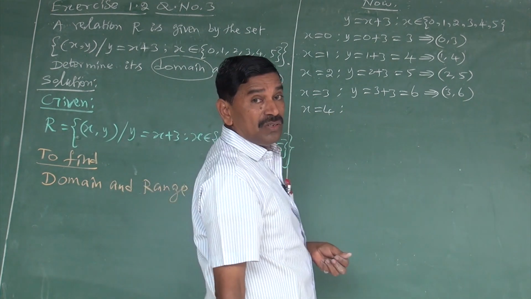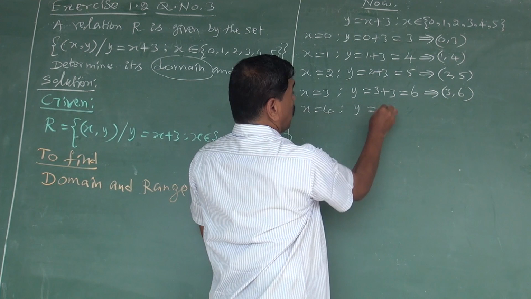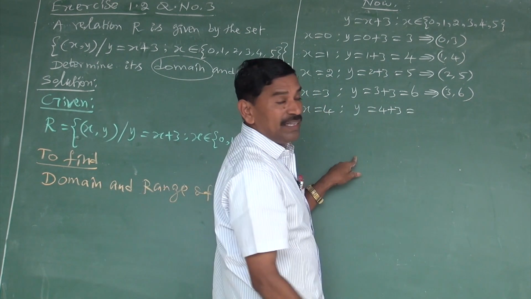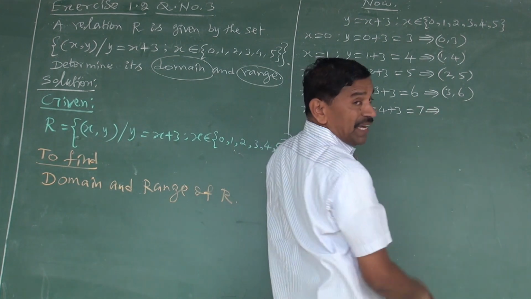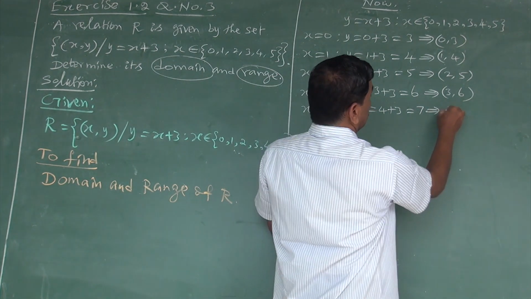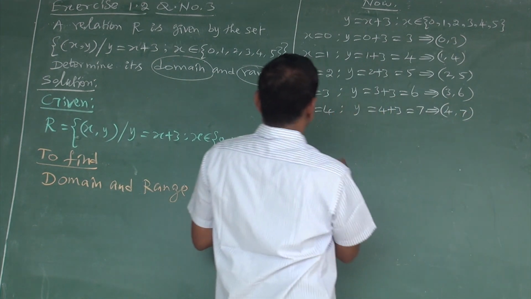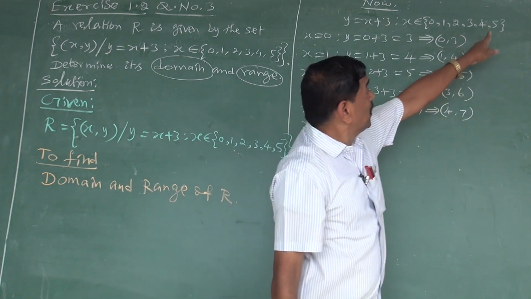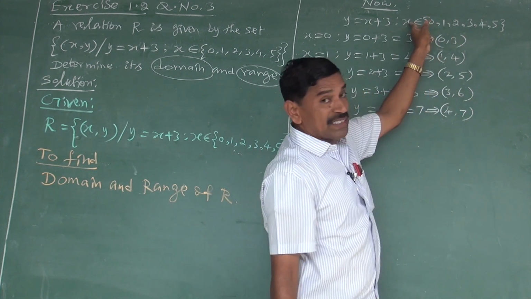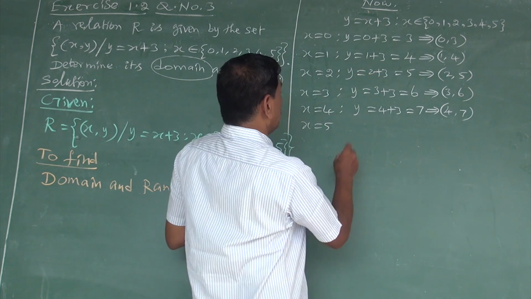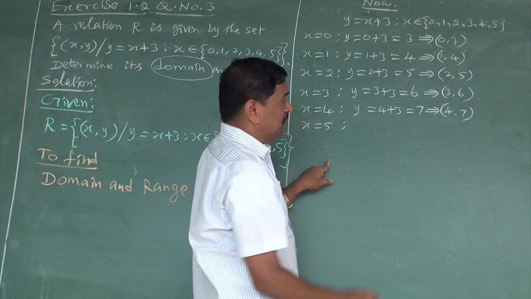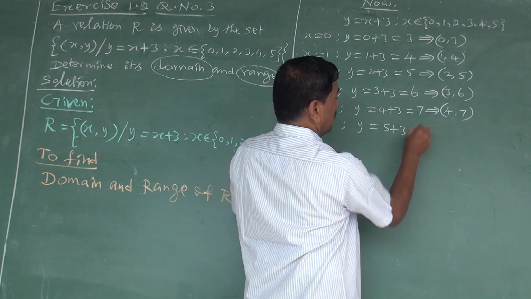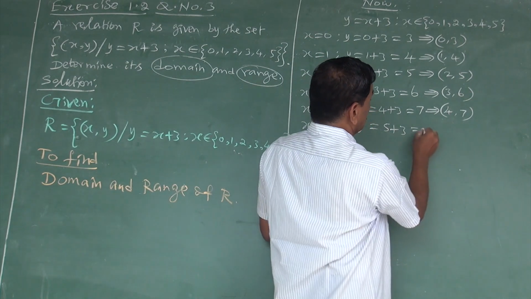When x equal to 4, y is equal to 4 plus 3, which equals 7. Which implies 4 comma 7. Okay. Next. When x equal to 5, is it possible or not? Yes, because 5 belongs to the set x. X can take 5. When x equal to 5, y is equal to 5 plus 3, which equals 8. Okay.